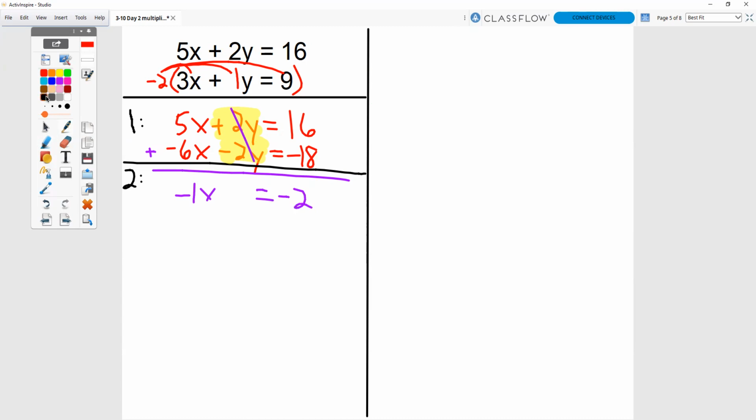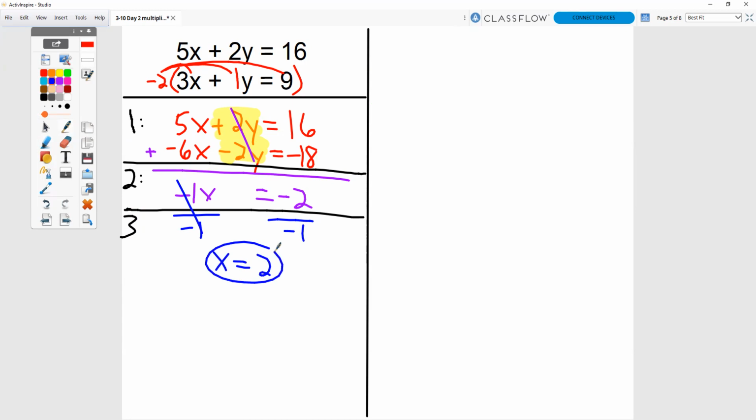Step number 3 says solve that one-step equation. All right, so I'm going to solve this one-step equation now by dividing by -1. And you get x equals +2. Step number 4 says take your answer.